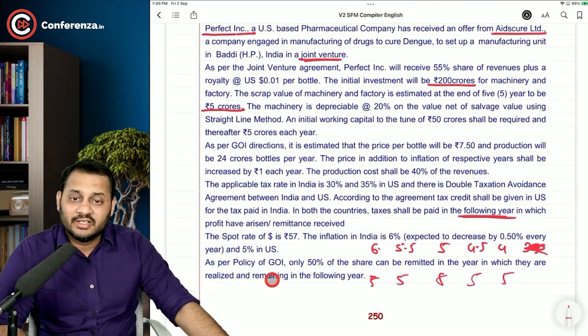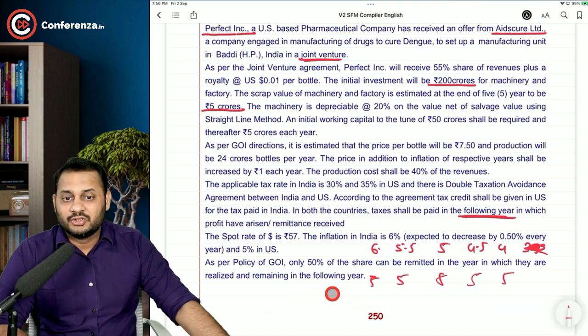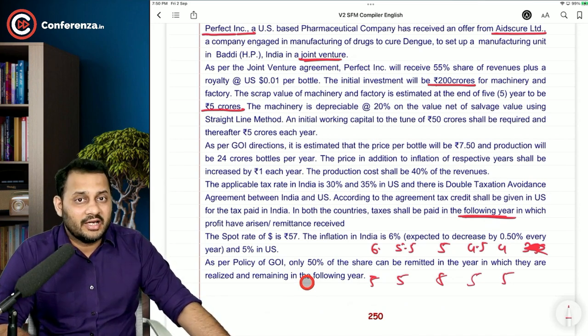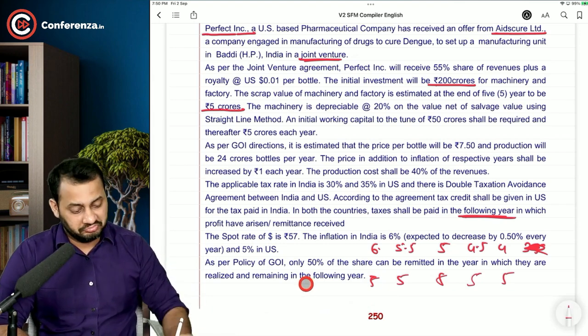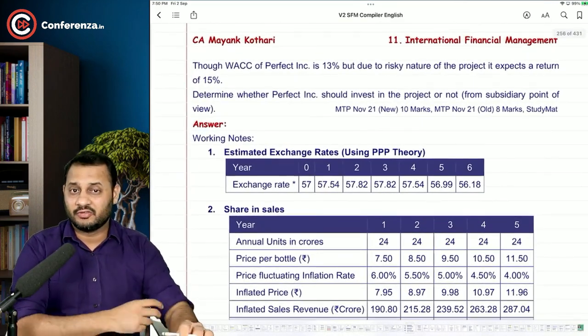As per the policy of Government of India, only 50% of the share can be remitted in the year in which it is realized and the remaining in the following year. So whatever amount you calculate for remittance to America from India, only 50% of that you will transfer in that year and the balance in the next year. Every condition is asking us for a lot of calculation.